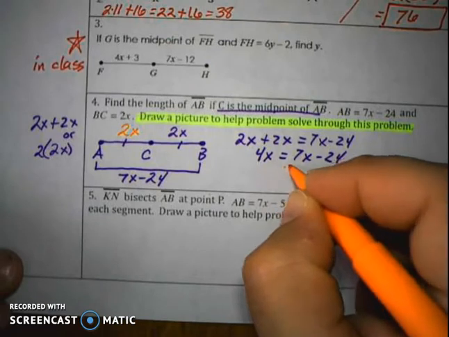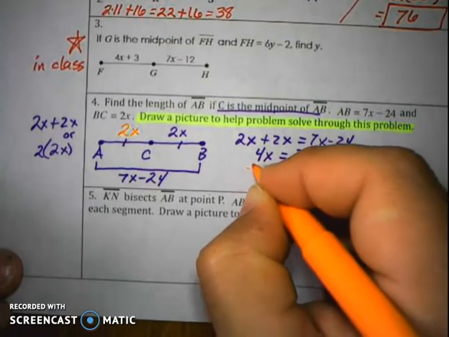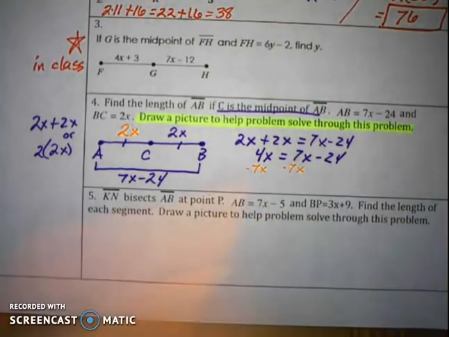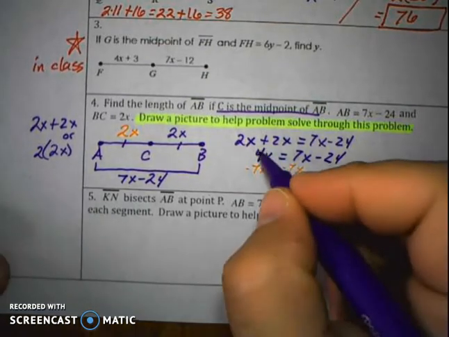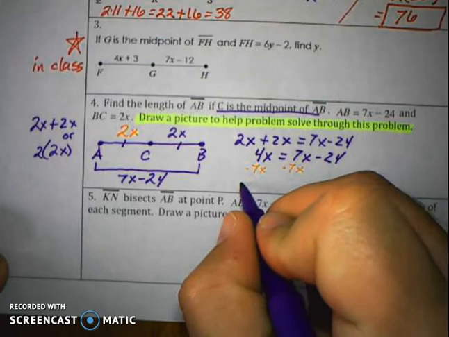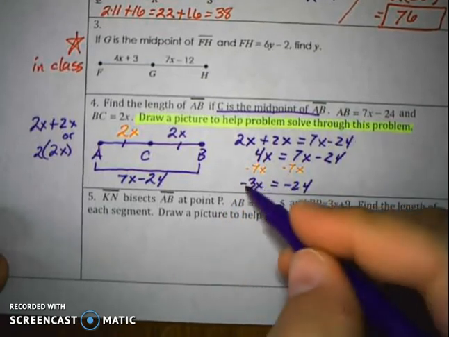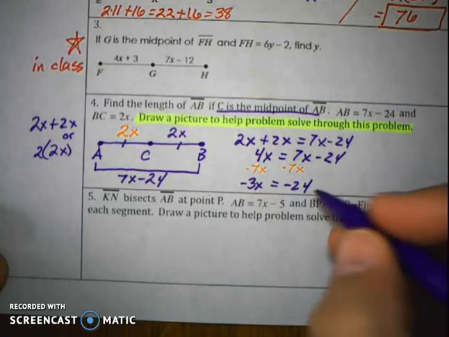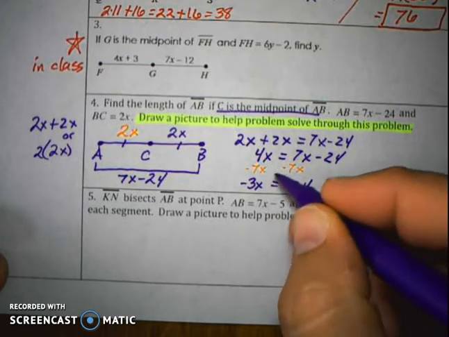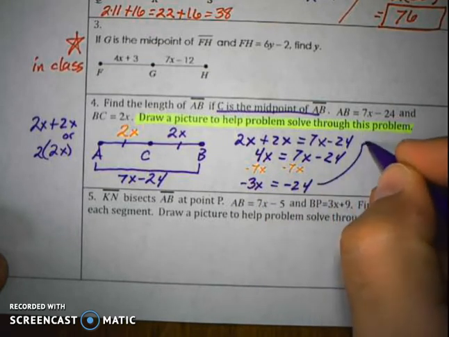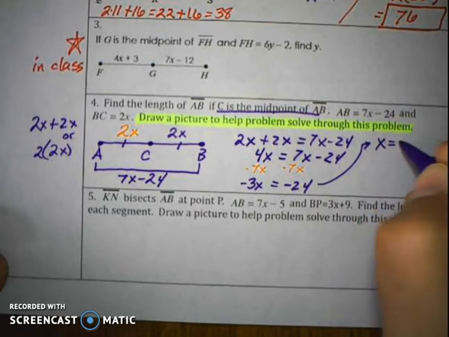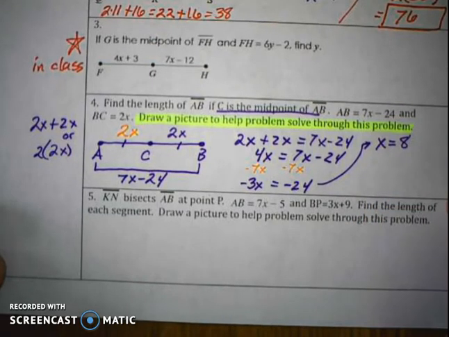So instead, I'm going to subtract the 7x from both sides. And it will give me a negative value here, but that's okay. 4x minus 7x is negative 3x. And here I have negative 24. Well, the two negatives will cancel when we divide. So if I do negative 24 divided by negative 3, I get that x equals positive 8.